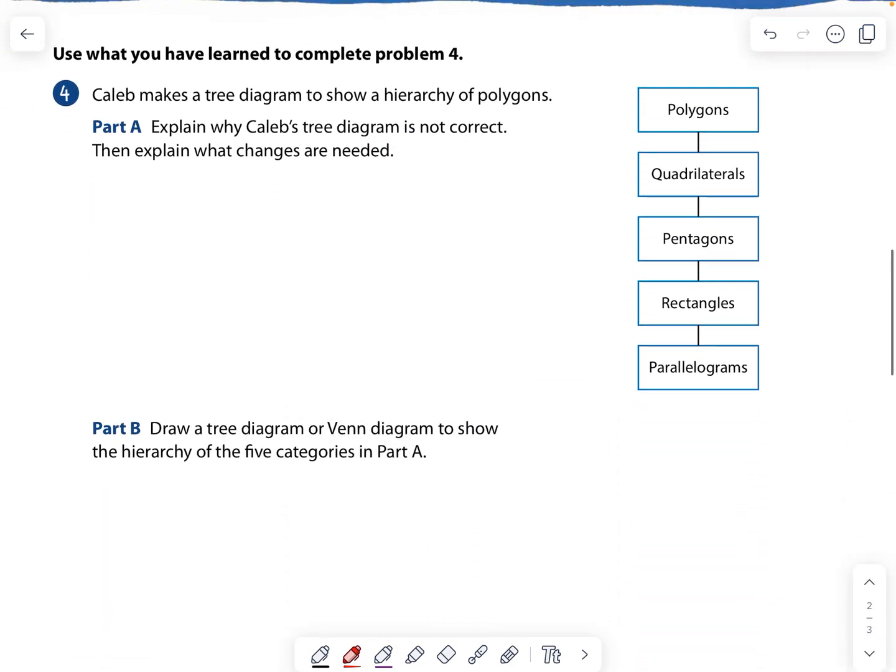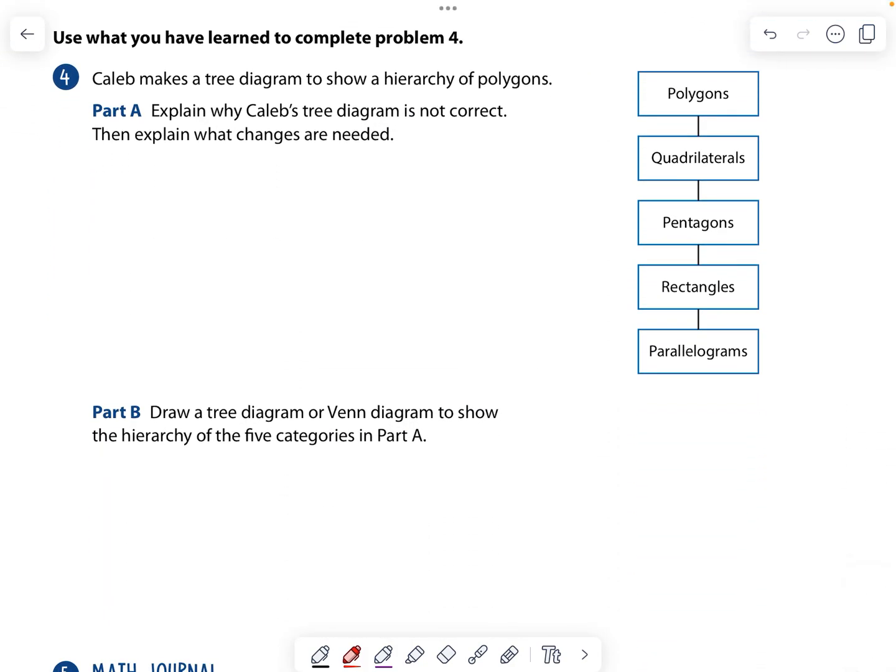Okay, Caleb makes a tree diagram to show the hierarchy of polygons. Explain why his tree diagram is not correct, then explain what changes are needed. Okay, this one can be a little bit trickier. So polygons are shapes, basically. And then quadrilaterals are shapes with 4 sides. Pentagons are shapes with 5 sides. Anything below quadrilaterals needs to have 4 sides. Pentagons do not. So that is why it would be wrong.